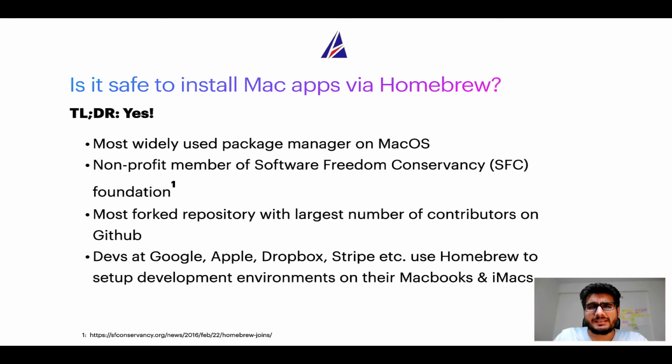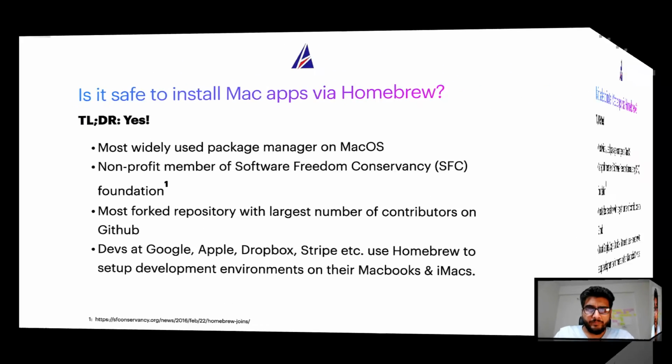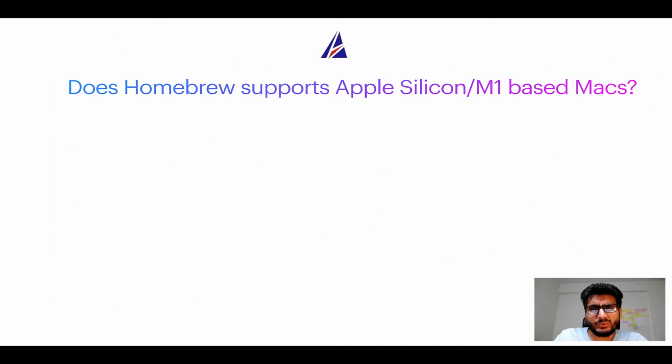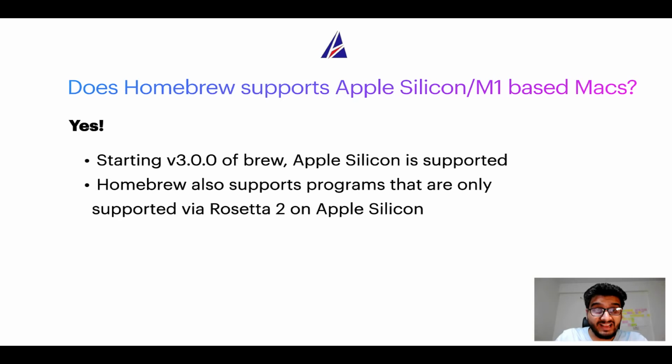Many devs at organizations like Google, Apple, Dropbox, Stripe, etc. use Homebrew to set up different development environments on their MacBooks and iMacs. Next question. Can you use Homebrew to install programs on Apple Silicon, or more popularly known as M1 MacBooks? Again, yes. Starting version 3.0 of Brew, Apple Silicon is now supported. In fact, Homebrew also supports programs that are at the moment only supported via Rosetta 2 on Apple Silicon.